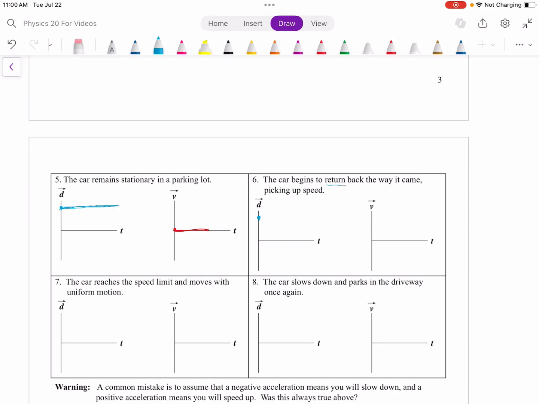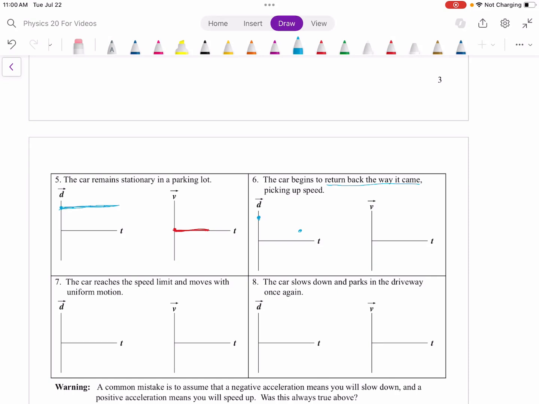Well, it returns back the way it came, okay? So that means it's heading back towards 0, right? Heading back towards the driveway. So we know we've got to go down on the y-axis. It's now moving south, okay? So it's going to end up somewhere over here. It's going to be closer to the house by the time this interval ends, okay?